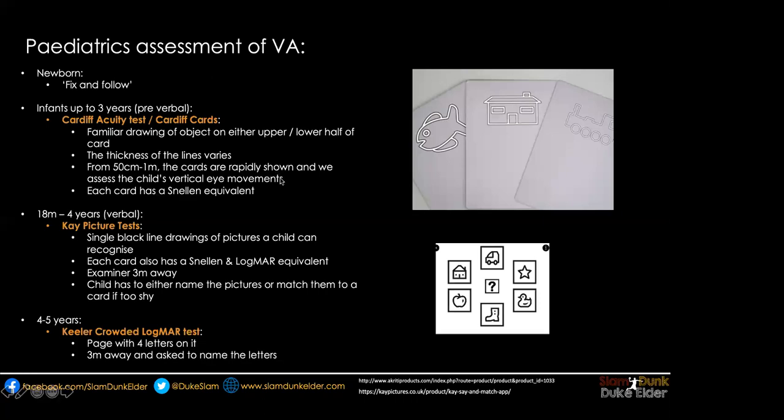If the child's a bit older and they're verbal, they're able to answer questions, or they're able to appreciate things a bit more. Patients can be quite shy, so they don't always verbally answer, but you can give them another special card, and they can point to which object they're seeing. It's quite similar. You have different cards with single black line drawings, and the patient just identifies which one they're looking at. And similarly, each picture has a Snellen equivalent, so you can document it.